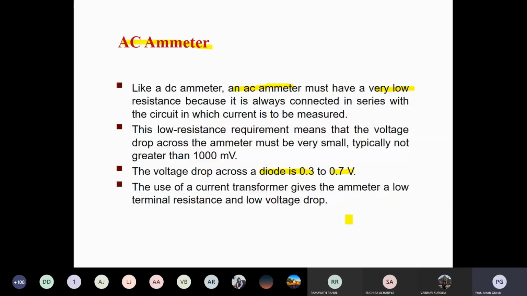All will be discussed, okay, one by one. So that is used normally for scaling down the amount of current that may flow through the ammeter. Okay, so scaling down the high range of current to a tolerable range. That is the purpose of the current transformer.